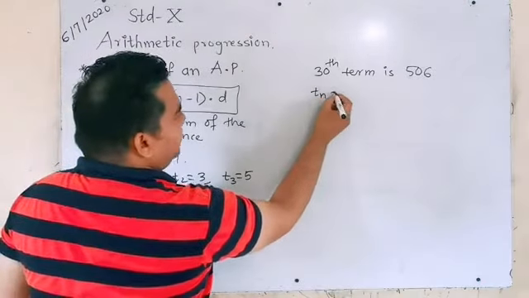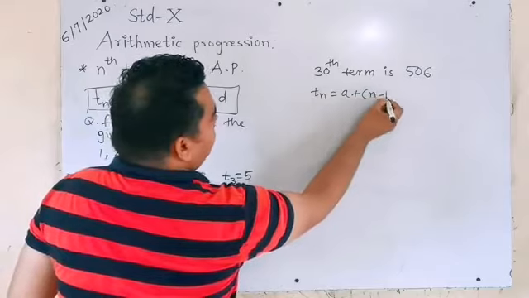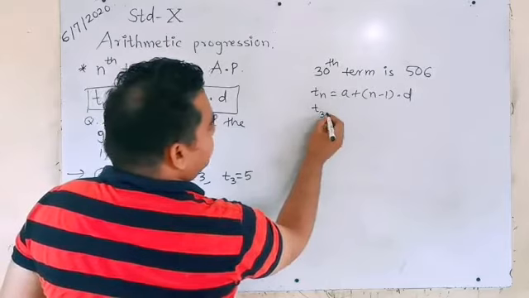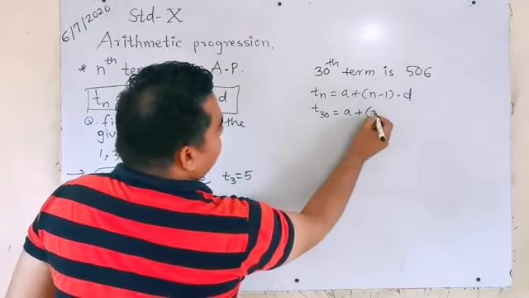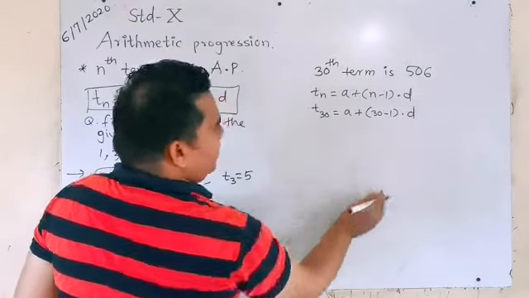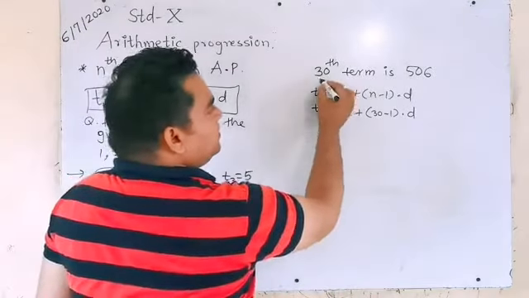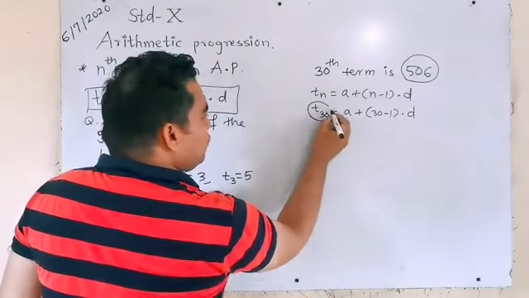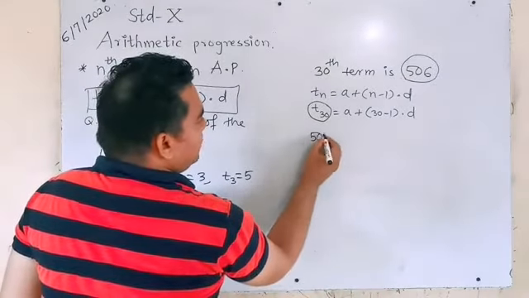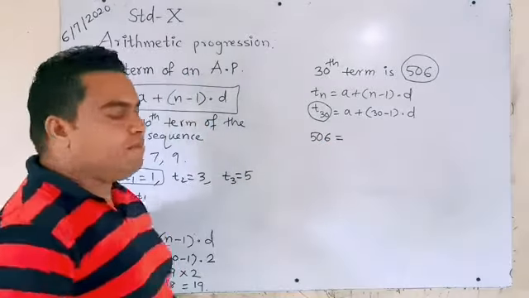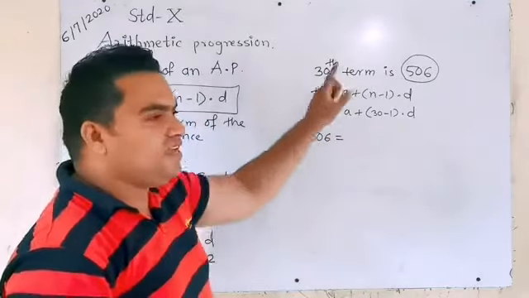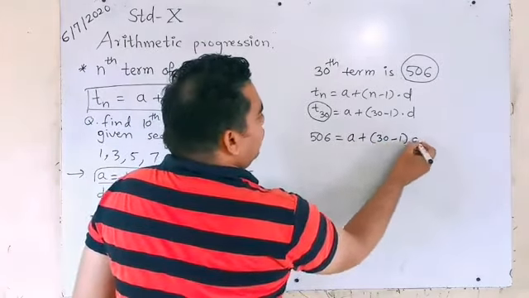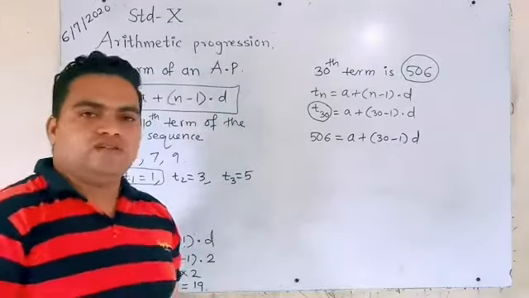It was Tn is equal to A plus (n minus 1) into D. And for the 30th term, as we know, we have to write 30 here, right? But in the question, the 30th term is given as 506, so at that time you will take out this whole term and write 506 here, because 506 is the complete value of the 30th term which is already given in the question. Then you can find it out by putting the values of the first term and the common constant difference.